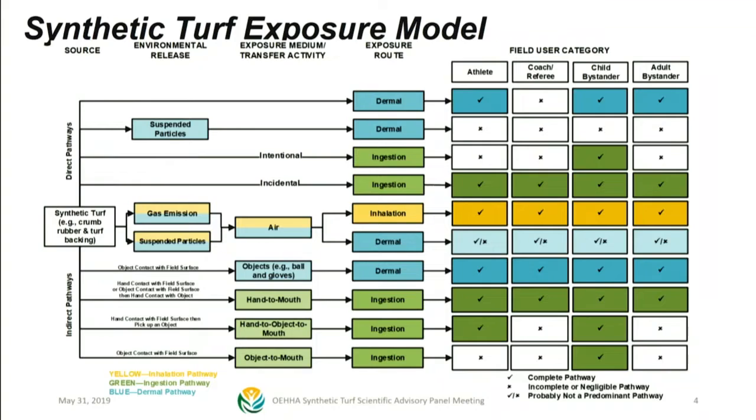The inhalation exposure is shown here in yellow. This occurs when chemical vapors or airborne particulates from the field are breathed in. Dermal exposure is shown in blue. And this occurs when chemicals are transferred from the crumb rubber onto the skin and are absorbed. This can be a direct mechanism with direct skin contact with the crumb rubber, or indirectly where chemicals or particles get transferred onto the skin from another object. Ingestion is shown in green, and this occurs when crumb rubber particles get into the mouth and are ingested. It can be a direct pathway where ingestion is accidental or intentional. And it may also be indirect, where chemicals or particles get transferred into the mouth through a carrier, such as a hand or an object.